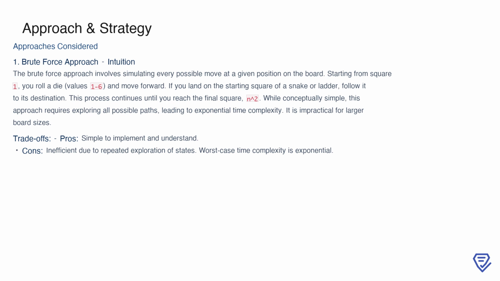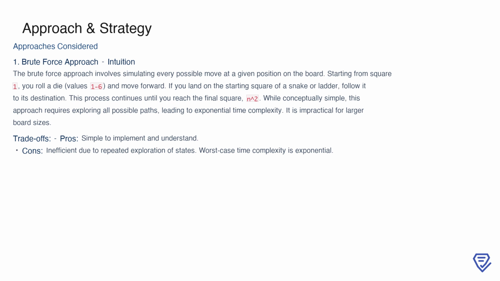To begin with, let's consider the brute force approach. The intuition here is fairly straightforward. We simulate every possible move on the board starting from square 1. As you roll the die, which can take on values from 1 to 6, you move forward by that many squares.